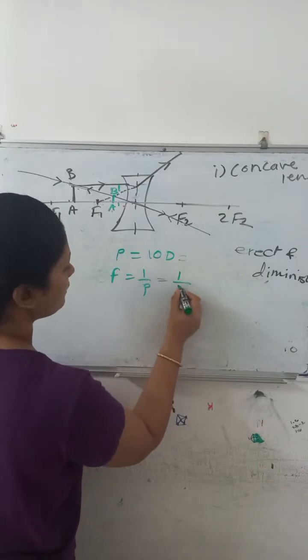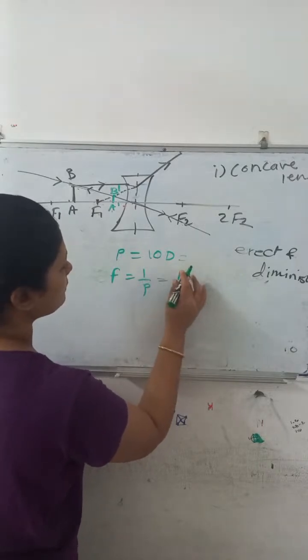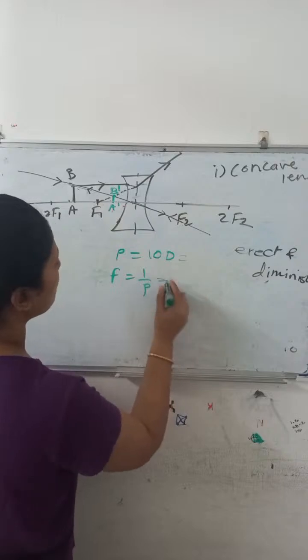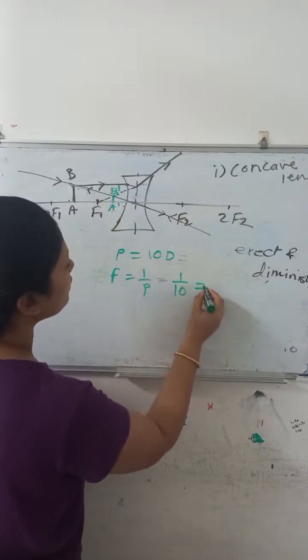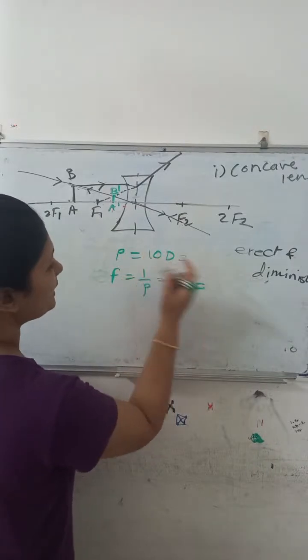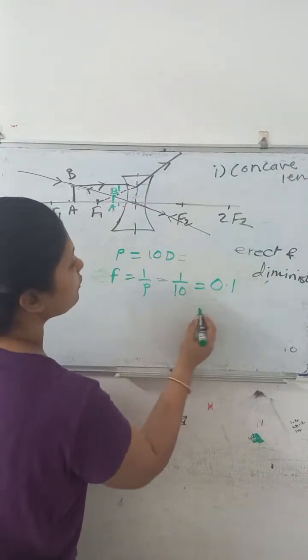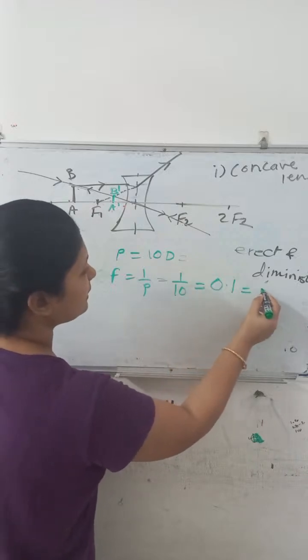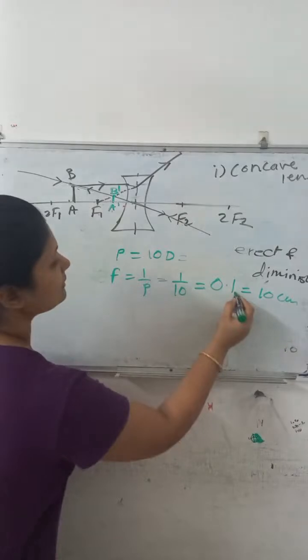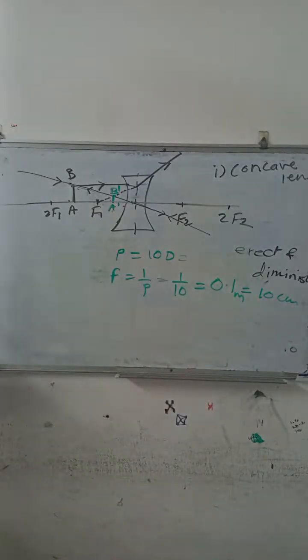1 upon focal, 1 upon 10, and we have to convert this into meter. So we will get the answer 0.1, that is 1 by 10, and this is 10 centimeter. This is 0.1 meter. This is the answer. So copy this. This is the focal length we got.